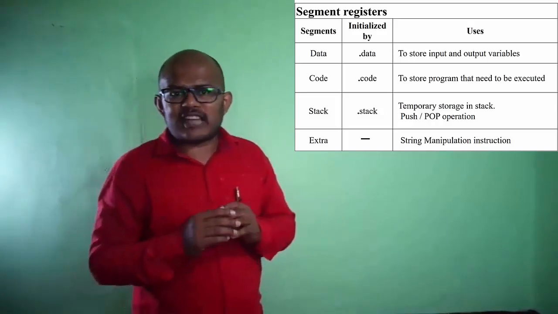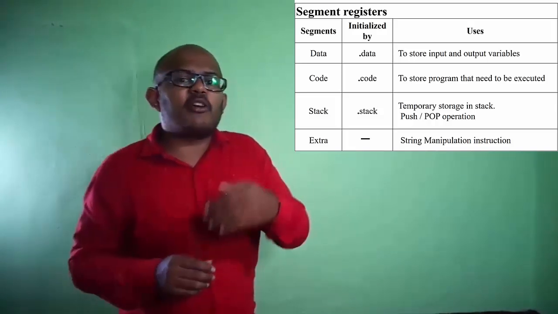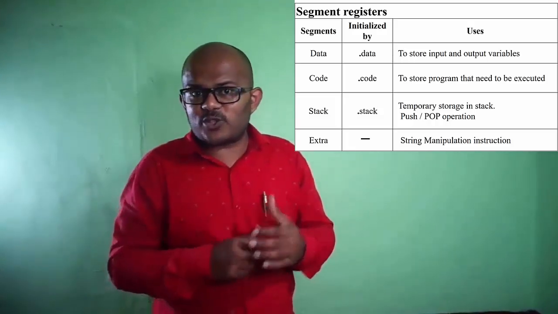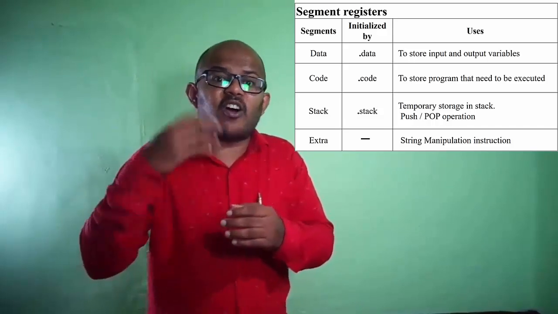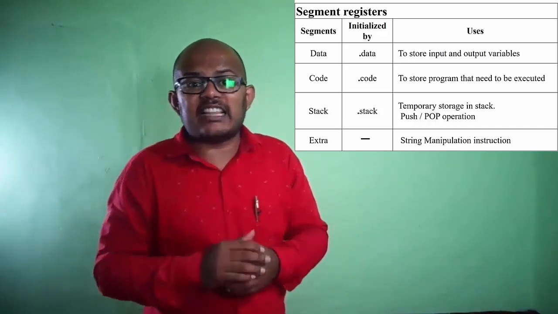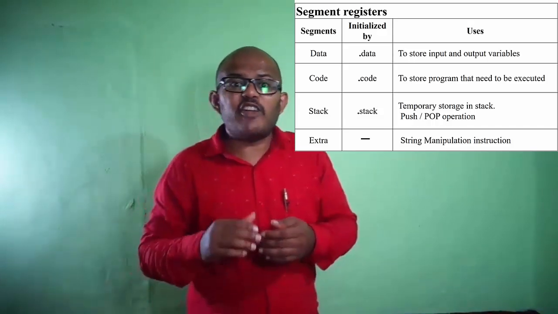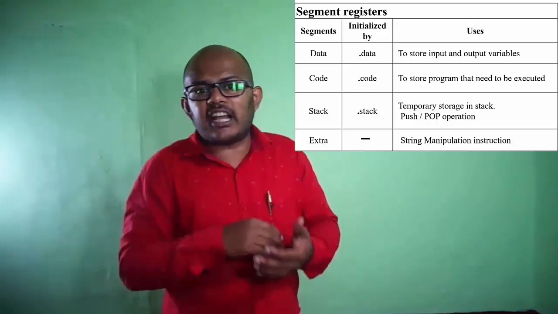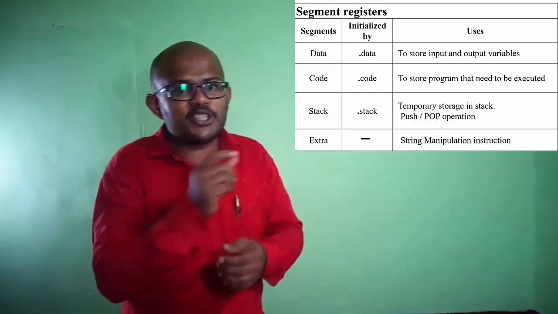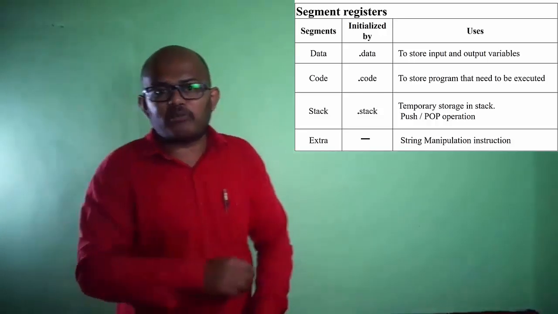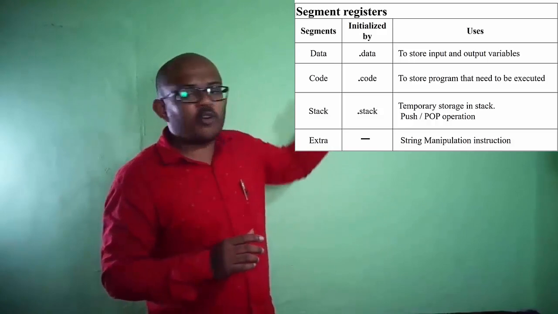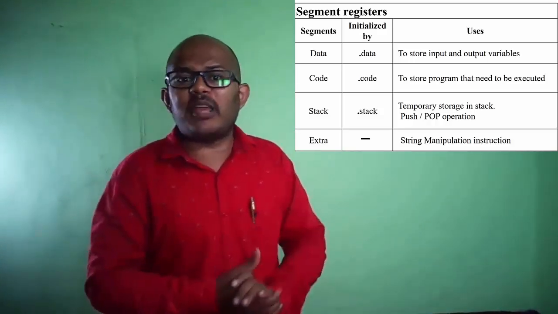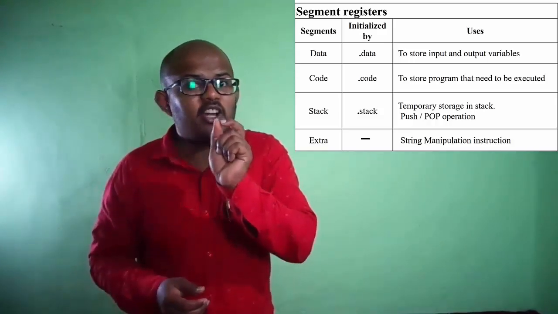If I am talking about the stack segment, whenever you perform push and pop operations, you store intermediate results, or whenever you execute call instructions or jump instructions, stack memory is used. How do you store the data? With the help of the push operation. How do you retrieve the data? By the pop operation. The number of push instructions should be equal to the number of pop instructions. In order to initialize stack memory, we use the assembler directive .stack.